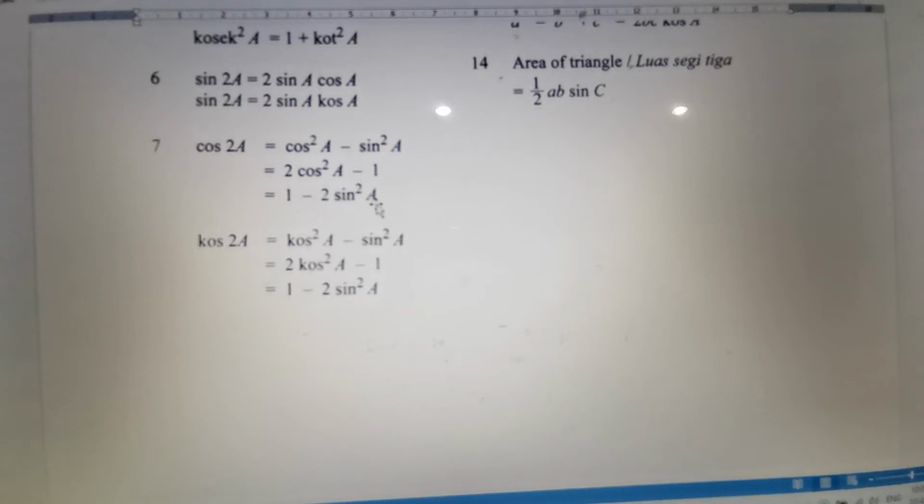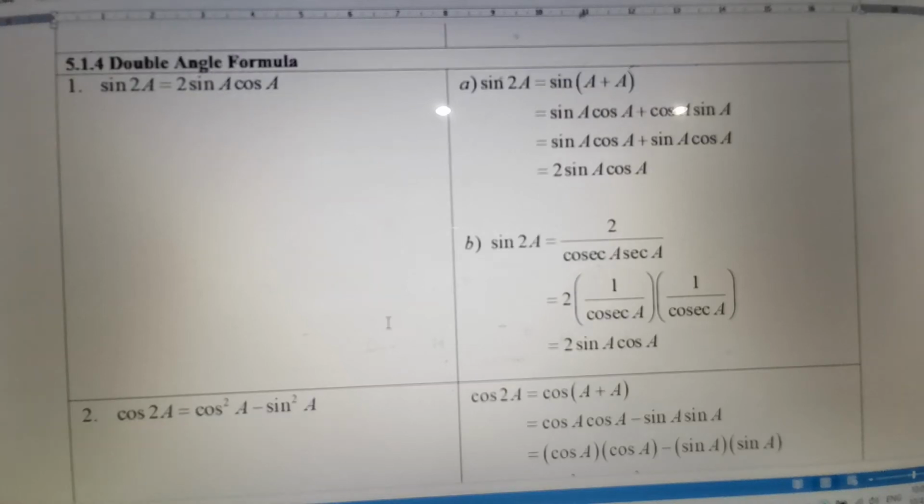But if you see, dear students, both these two formulas are actually born from this one. This is the master formula, cos squared A minus sin squared A. And these two formulas are actually born from this formula. Okay, see here how it's born.